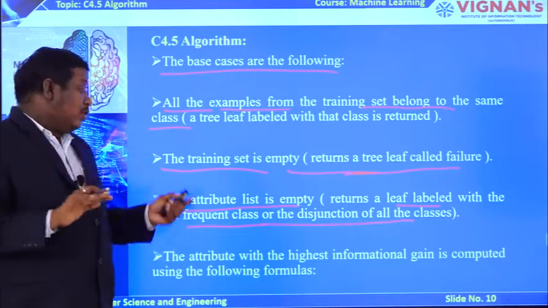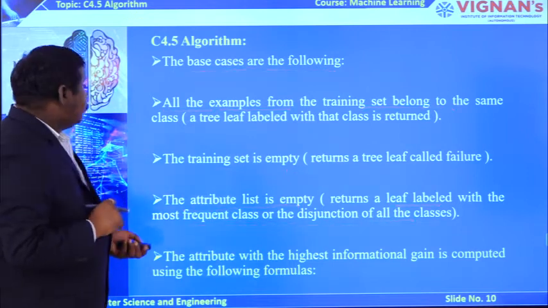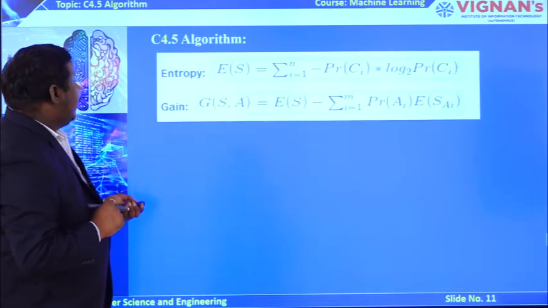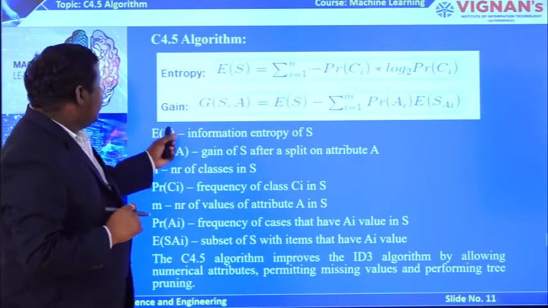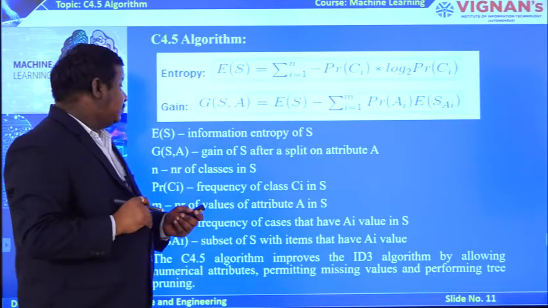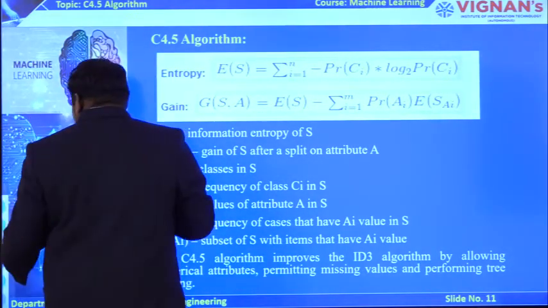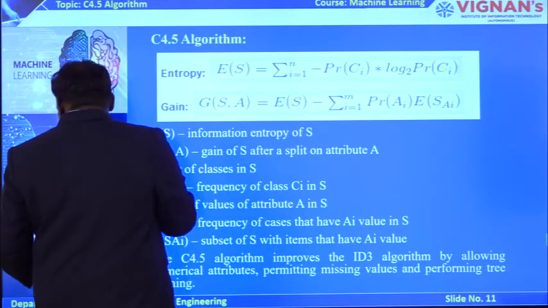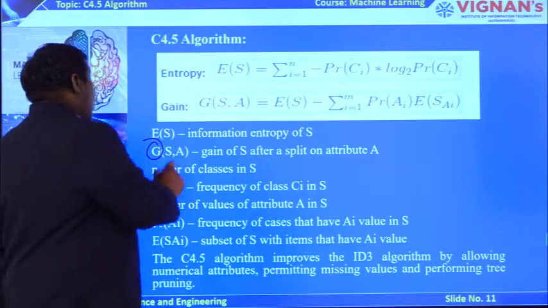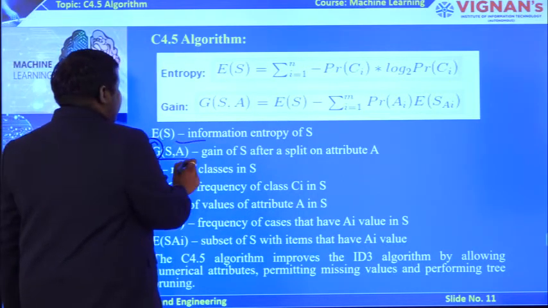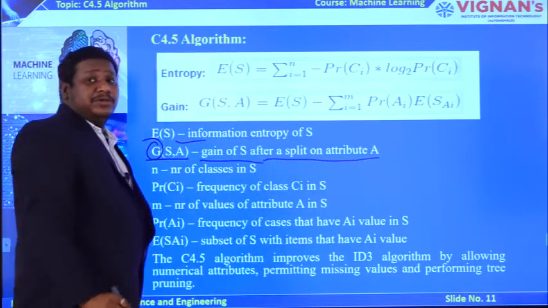I told you, so how this information gain can be calculated for each attribute. This is the formulas we have. So, entropy value and information gain can be calculated like this. And the definitions of this: E of S will give you the entropy of S, and gain of S, A can be calculated. S is the set we are considering and A is the attribute, and Gain(S, A) will give you the gain of S after a split on attribute A.